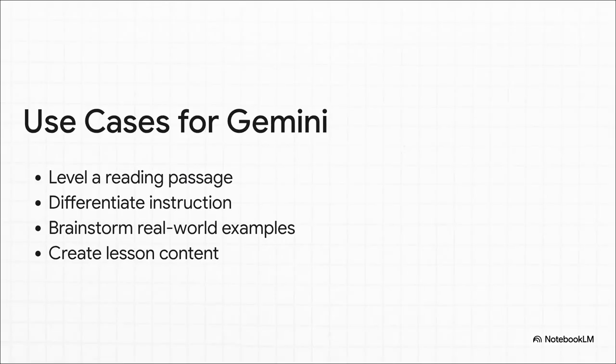This makes it your absolute go-to partner for brainstorming and creating new content from the ground up. So, how does this actually help you? Well, let's look at some practical examples. You can take a really dense science article and ask Gemini to instantly level it for a third-grade reading passage. Done. You could feed it a single math word problem and ask for 3 different versions back for differentiation. It's not just a tool, it's practically a differentiation machine.